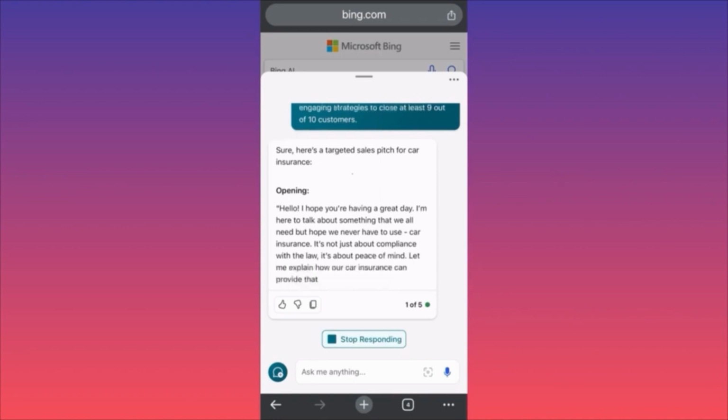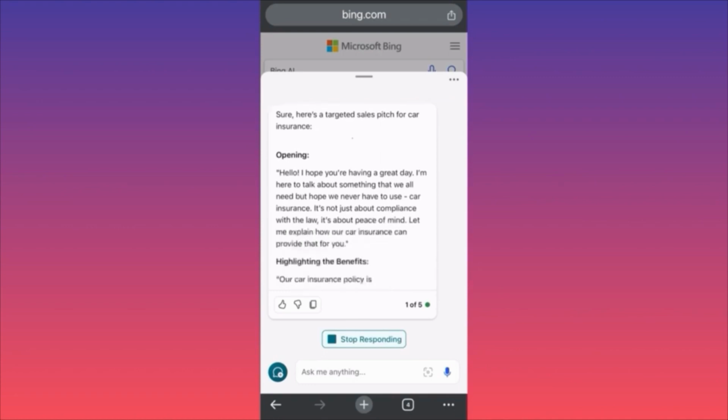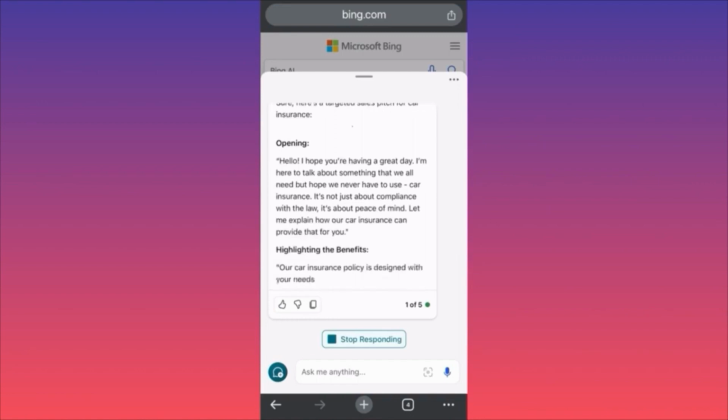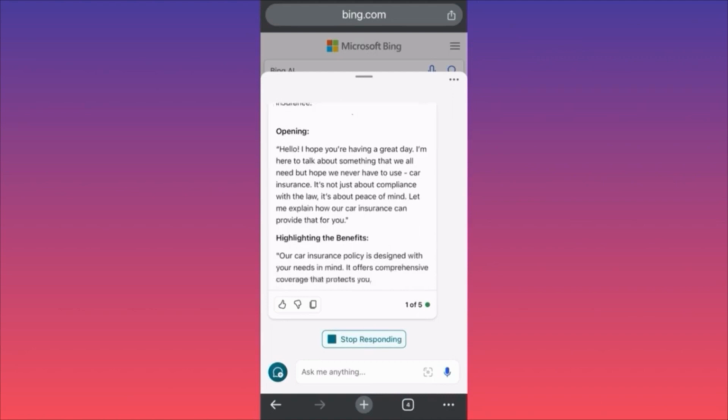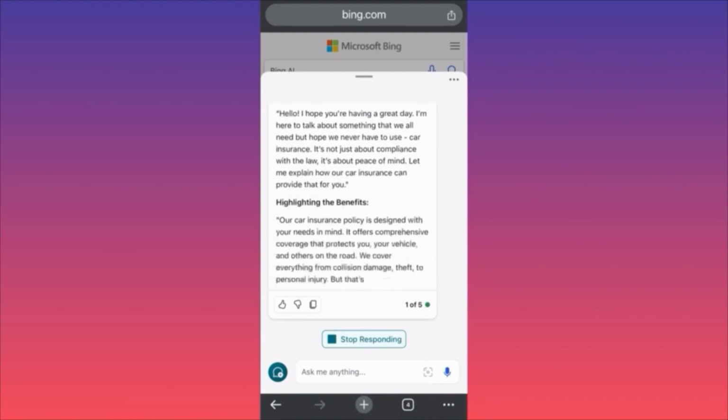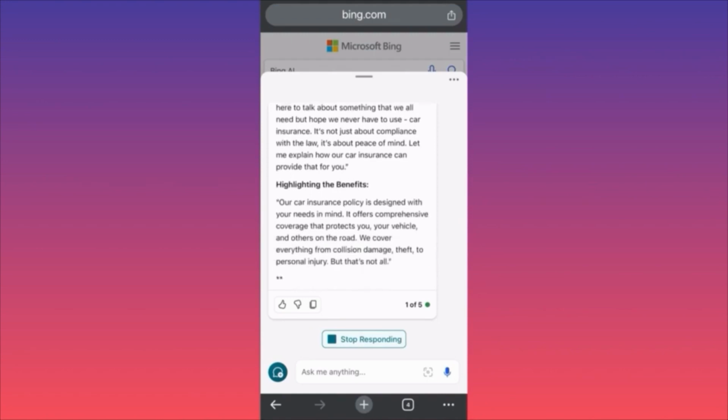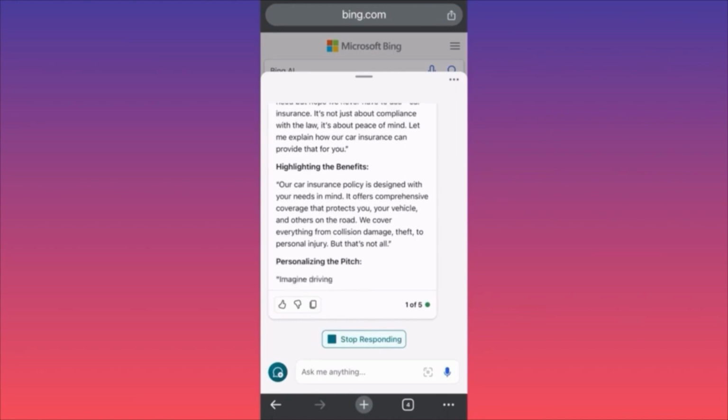Hello, I hope you're having a great day. I'm here to talk about something that we all need, but hope we never have to use: car insurance. It's not just about compliance with the law, it's about peace of mind. Okay, highlighting the benefits. Our car insurance policy is designed with your needs in mind. It offers comprehensive coverage that protects you, your vehicle, and others on the road. We cover everything from collision damage, theft, to personal injury.